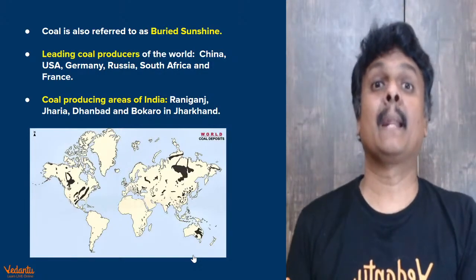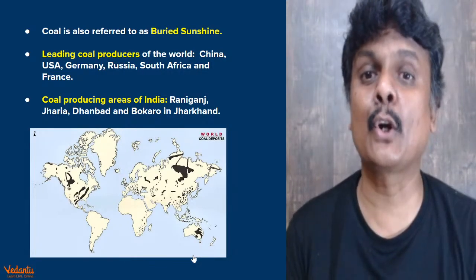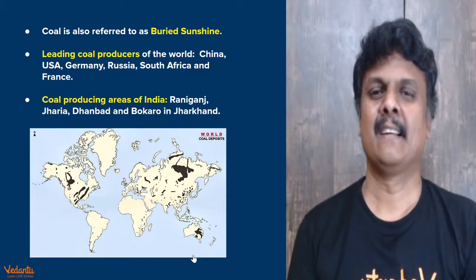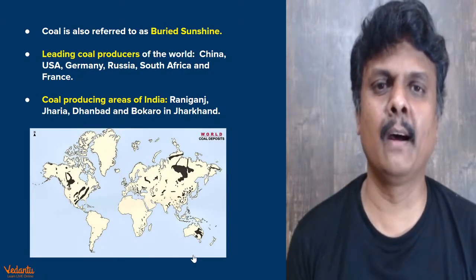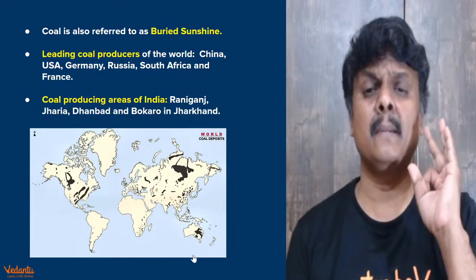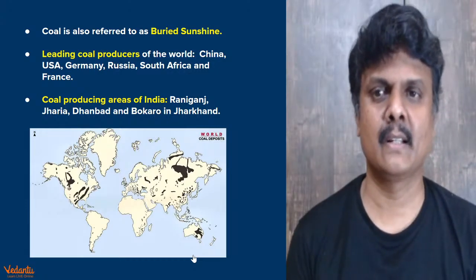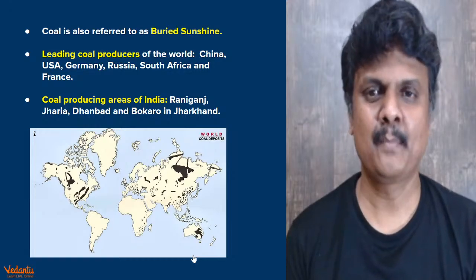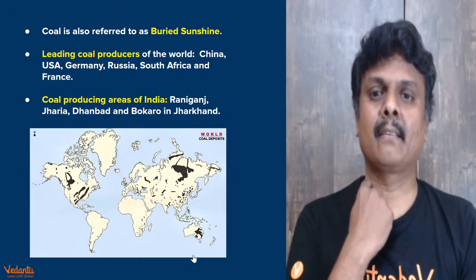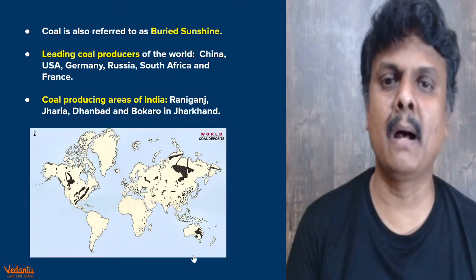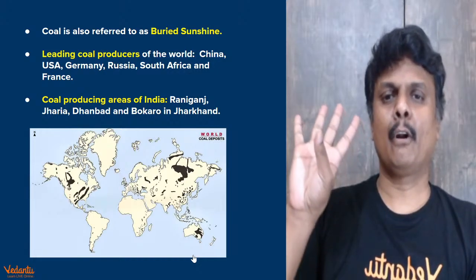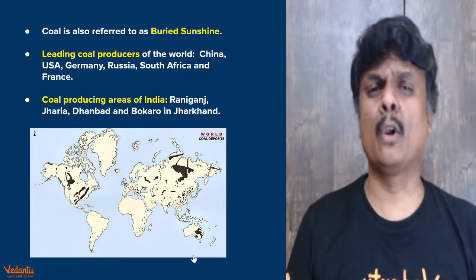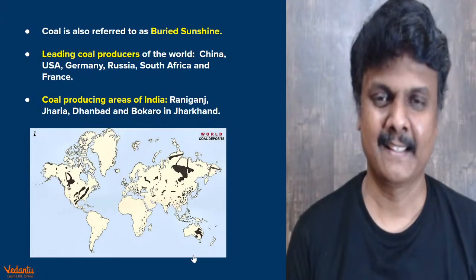Now guys, remember this, coal is also called buried sunshine. Leading coal producers of the world: China, USA, Germany, Russia, South Africa. Clear? Now India: Raniganj, Jharia, Dhanbad, Bokaro. These are 4 places where coal is present.